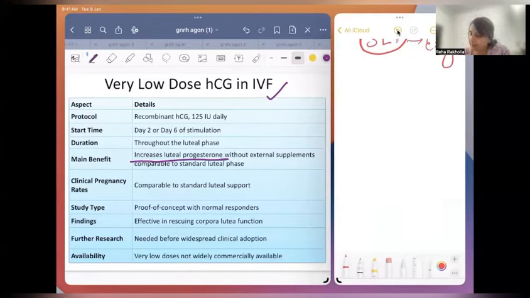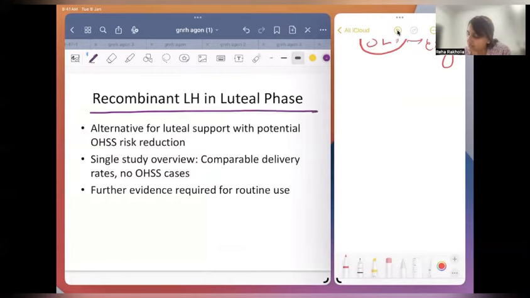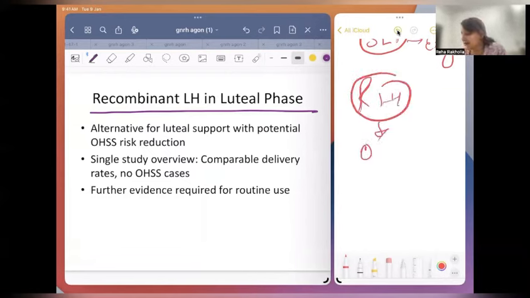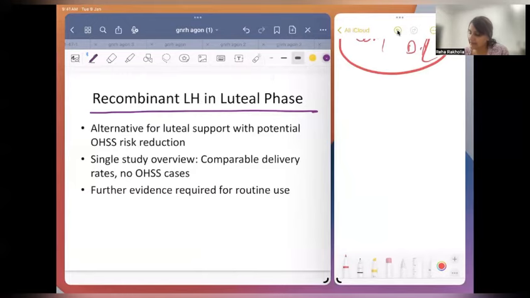Now, proof of effectiveness in rescuing corpus luteal function, we need to study it more. Okay. Recombinant LH in luteal phase. Now, recombinant LH will decrease OHSS risk, but the delivery rate will be comparable. OHSS risk will be decreased, but there will be a comparable delivery rate.